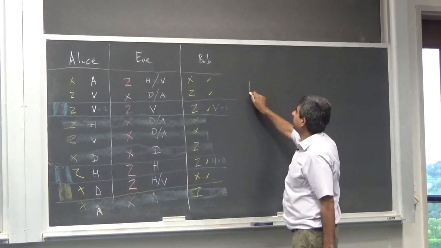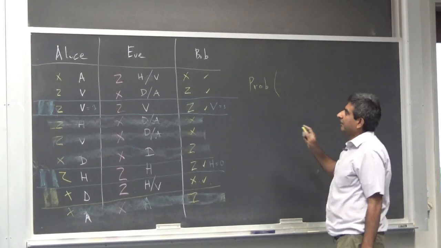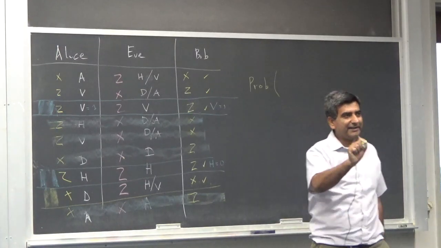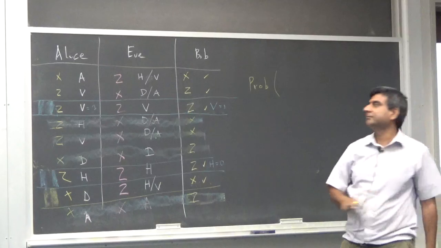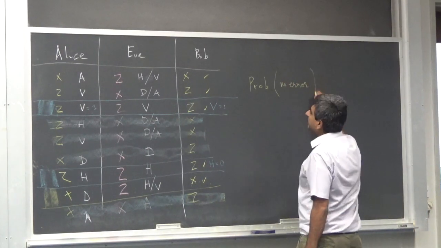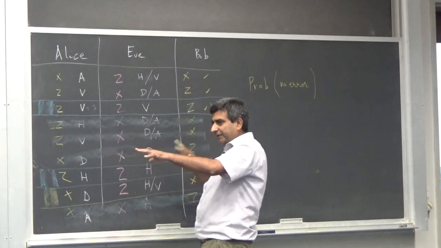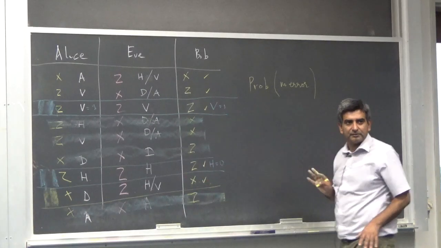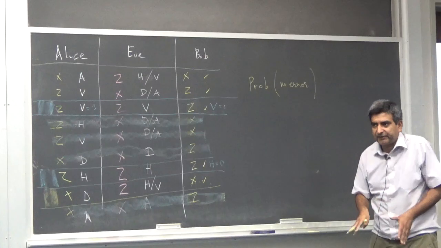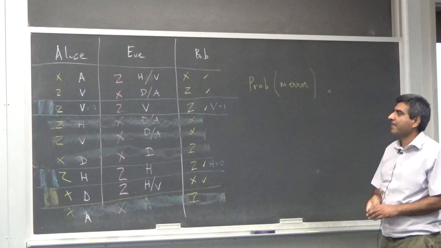Now what is the probability that Bob receives the same bit as was intended to be sent by Alice? Probability of no error. And now we're just looking at the subspace of scenarios when Alice's basis is the same as Bob's basis. Okay? So now we're in that special subspace, that special case. What is the probability that no error is received?